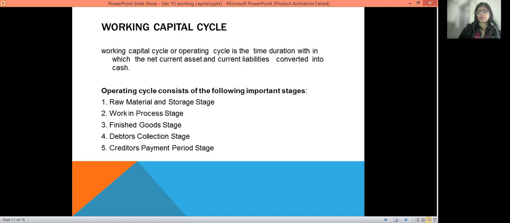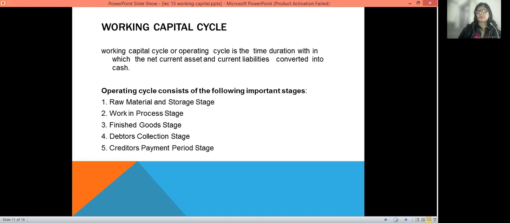Working capital cycle. First, we have to focus on the raw material and storage stage. After that, we have to work on that raw material. The second stage is the work in progress stage. When we put some expenses on raw material, it is converted into work in progress. When we bear more expenses on work in progress and convert the raw material into finished form, we get the finished goods. After getting the finished goods, we are going to sell them to the debtors. The next stage is the debtor collection stage. We have to collect the money from the debtors. And the last stage is the creditors or payment period stage.